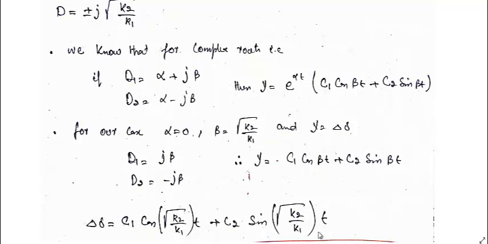When we put t is equal to 0, that means this whole term will be equal to 1, this whole term will be equal to 0. That means c1 will be equal to 0, so this whole term will vanish. So delta delta will be equal to c2 only, c2 sine of square root of k2 by k1 into t, where you can find the value of this c2, it will be simply delta delta max. So the final relation will be delta delta equals delta delta max sine of square root of k2 by k1 into t.